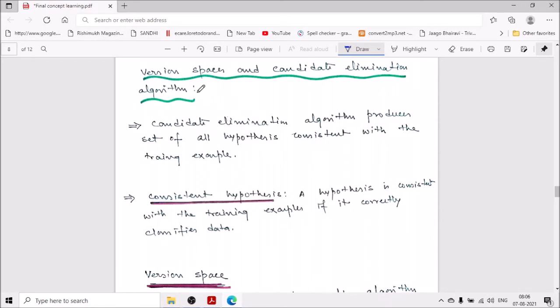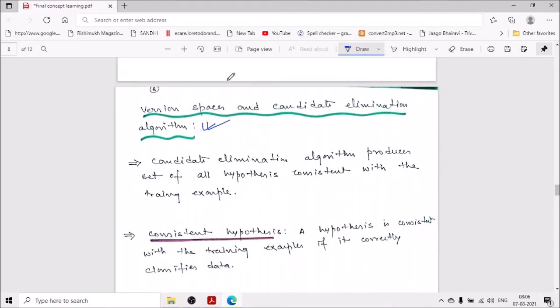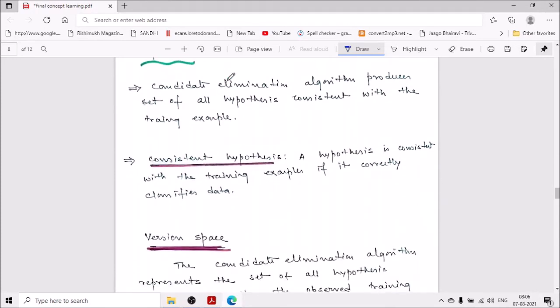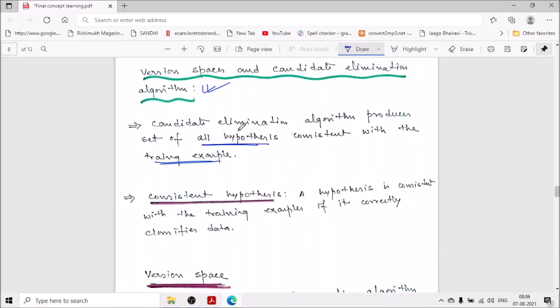Next, we'll discuss version space and the candidate elimination algorithm. So what is that? The candidate elimination algorithm produces the set of all hypotheses consistent with the training examples. So what is a consistent hypothesis? A hypothesis is consistent with the training examples if it correctly classifies the data. If that particular hypothesis correctly classifies the data, we can say it is consistent.